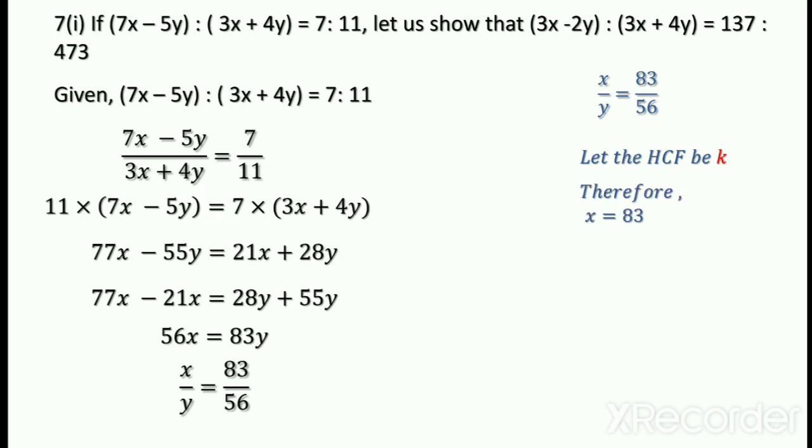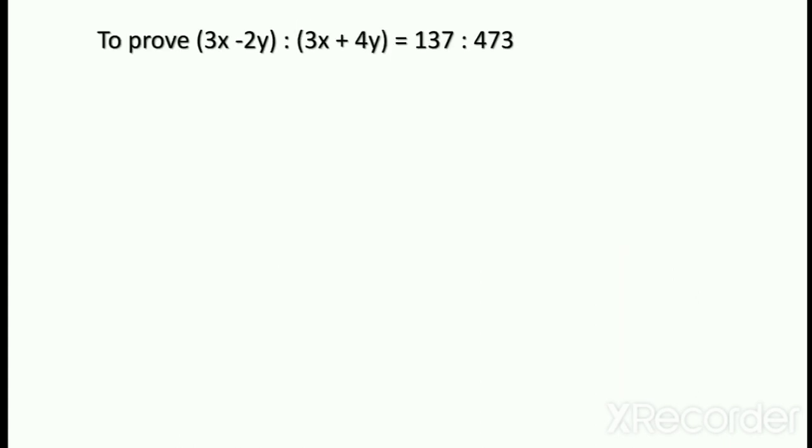Therefore, what is the value of x? 83k. And what is the value of y? 56k. This is the first part of the question. The second part of the question tells us to prove 3x minus 2y is to 3x plus 4y is equals to 137 is to 473. Remember, the question tells you to show that or to prove.